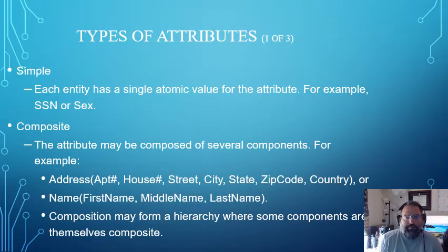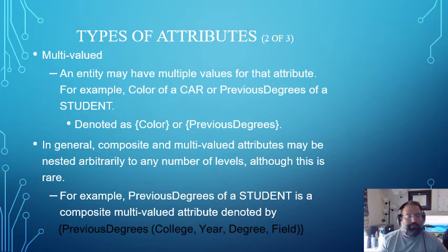So continuing a conversation around attributes, there are simple ones. Each entity has a single atomic value for the attribute, for example, sex or social security number. A composite attribute is an attribute that may be composed of several components. For example, an address, and an address is made up of apartment number, house number, street, city, state, zip code, county, and maybe zip code plus 4. The name is potentially a first name, last name, and middle name. Composition may form a hierarchy where each component is itself a composite.